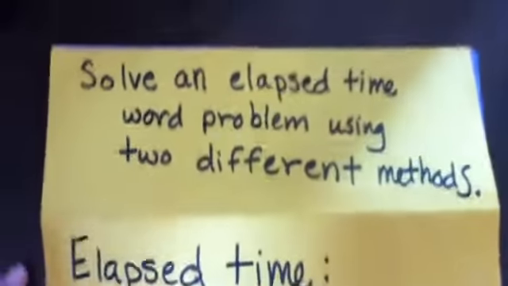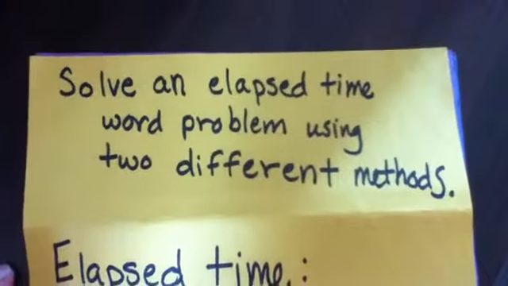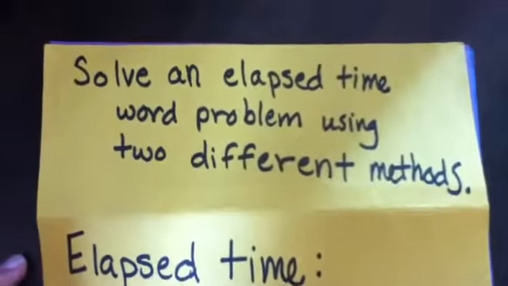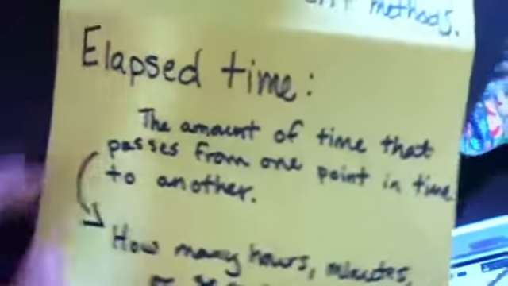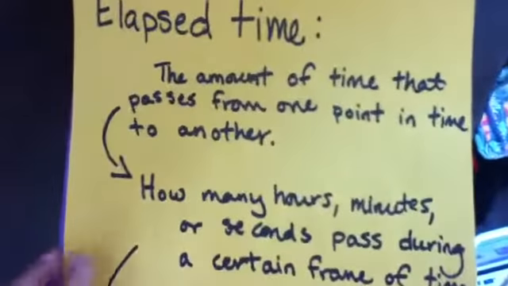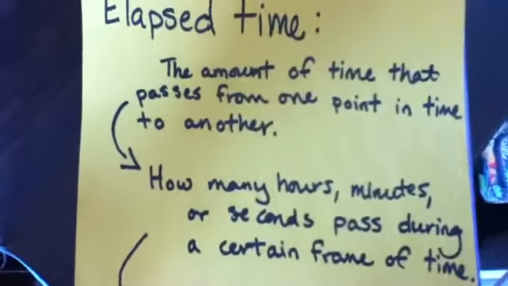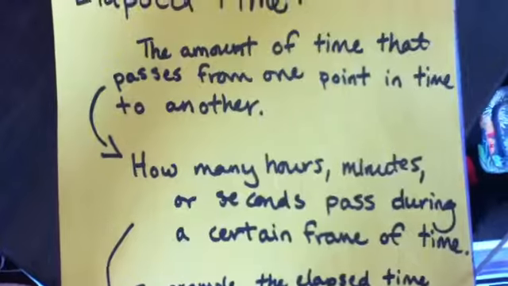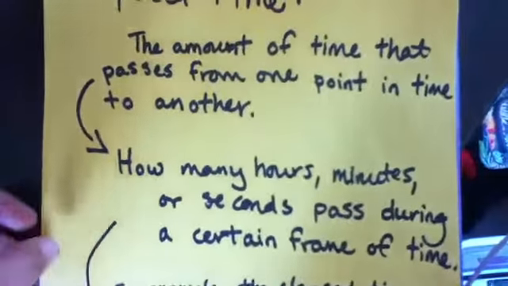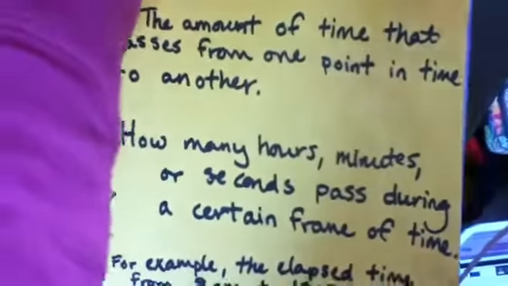Okay, so today we're going to solve an elapsed time word problem using two different methods. First of all, what is elapsed time? Well, elapsed time is the amount of time that passes from one point to another. So, like how many hours, minutes, or seconds pass during a certain frame of time.